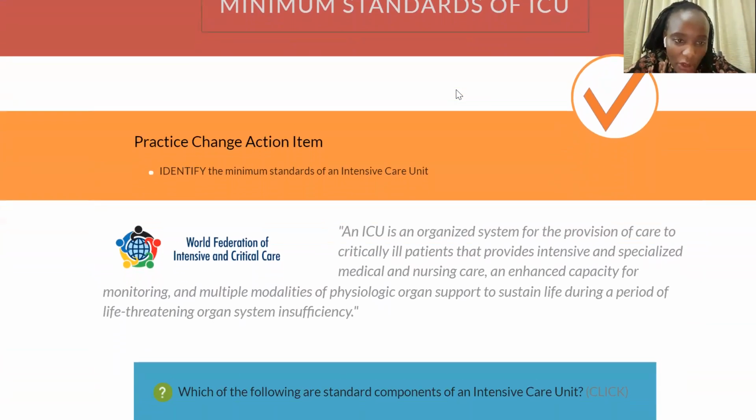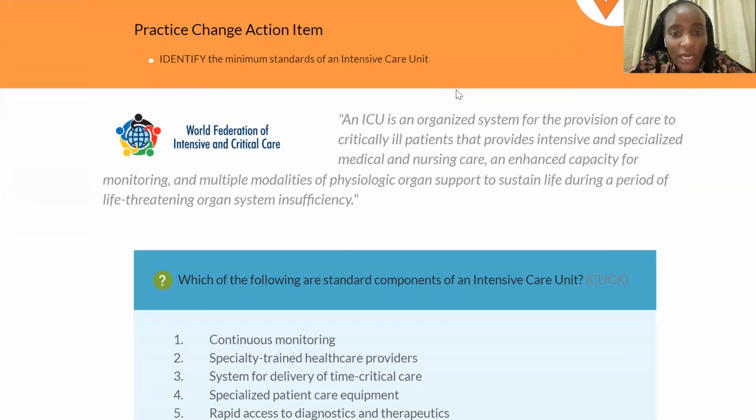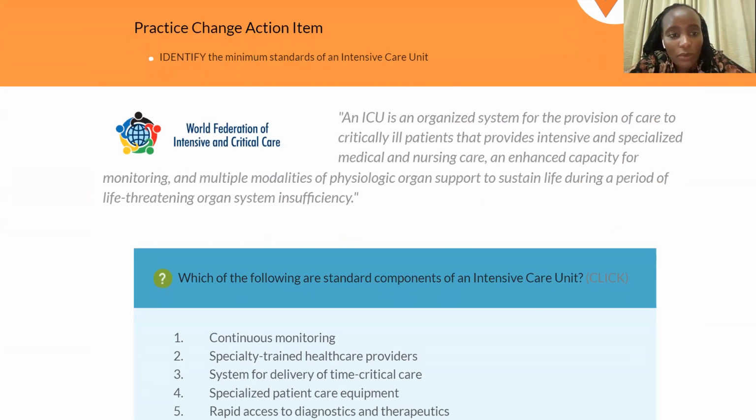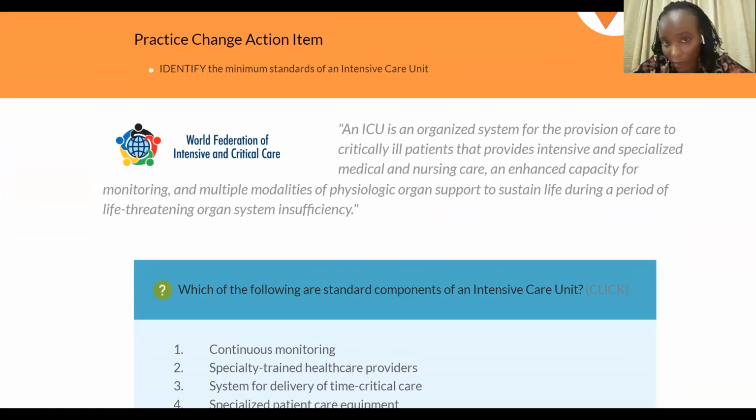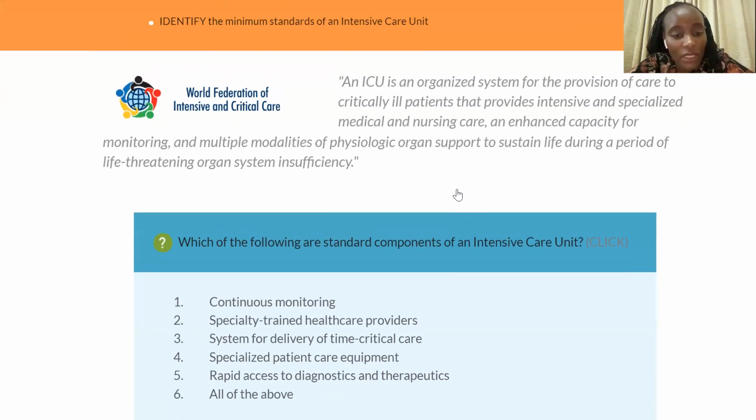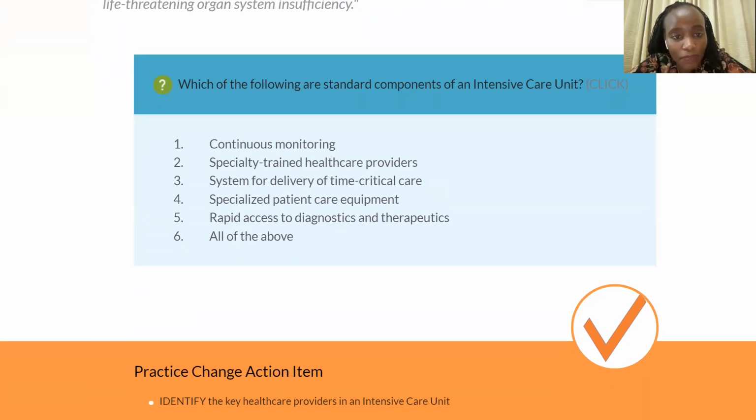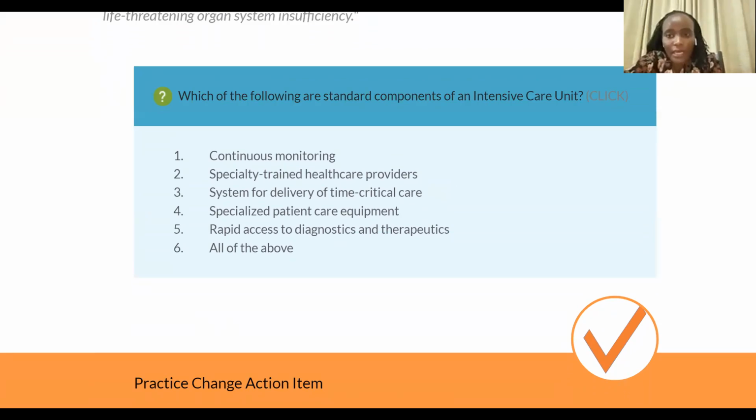The practice change action item is to identify the minimum standards of an ICU. According to the World Federation of Intensive and Critical Care, an ICU is an organized system for the provision of care to critically ill patients that provides intensive and specialized medical and nursing care, an enhanced capacity for monitoring, and multiple modalities of physiologic organ support to sustain life during a period of life-threatening organ system insufficiency. So which of the following are standard components in an ICU?